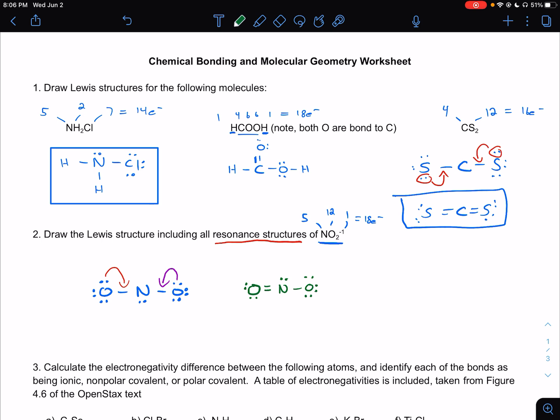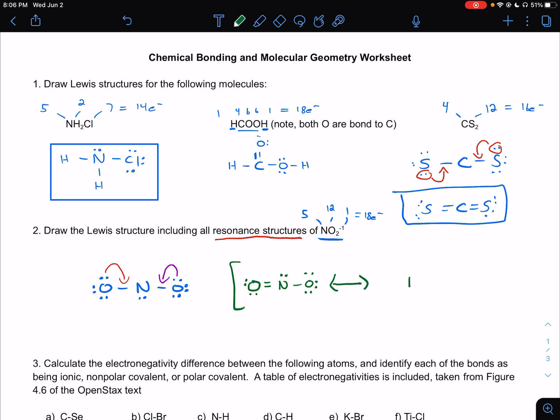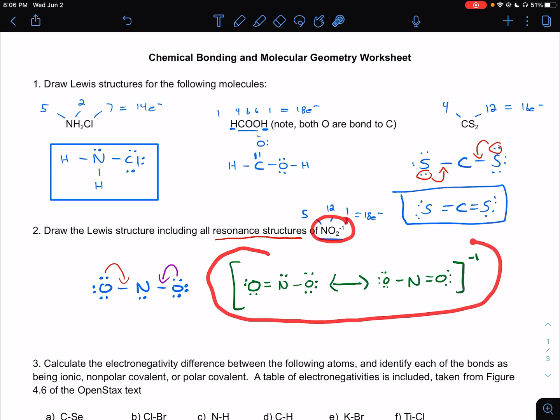And then knowing that we could do it from either means we're actually going to have 2 different resonance structures. So remember, when we have resonance structures, we're going to put them in brackets. And I'm going to draw the other resonance structure, which has the double bond to the right oxygen and a single bond to the left oxygen. And each of those would have a -1 charge. I'll put the negative charge out here. And the Lewis structure of NO2 minus is actually both of these resonance structures.